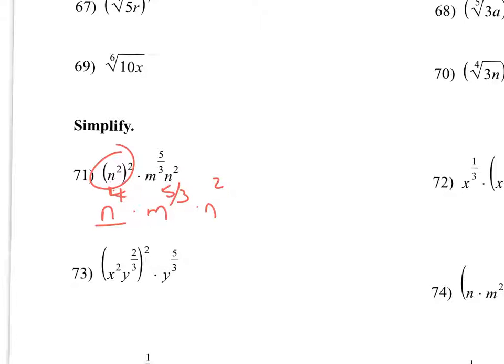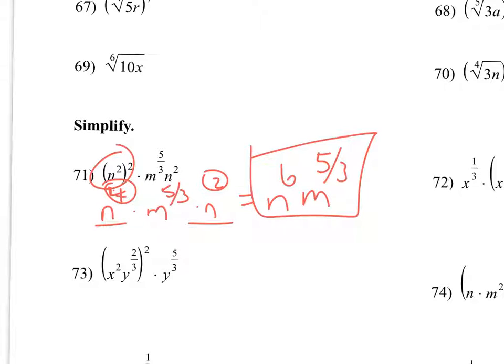So now I've got n to the 4th times n squared. I can multiply those together, so I add these two exponents, so that's n to the 6th and m to the 5/3. So the answer is n to the 6th times m to the 5/3.